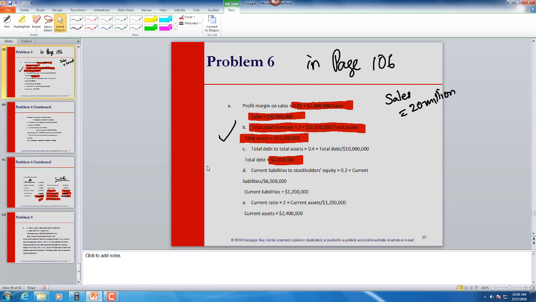Now that you know what shareholders' equity is, you can see where you can fit it. Current ratio, no. Quick ratio, no. Net profit margin ratio, no. Average collection period, not yet. Debt ratio, okay. Current liabilities to shareholders' equity is 20%. So current liabilities to shareholders' equity is 20% means we know that shareholders' equity is 6 million. Current liabilities have to be 1/5 of it, which is 1.2 million, right?